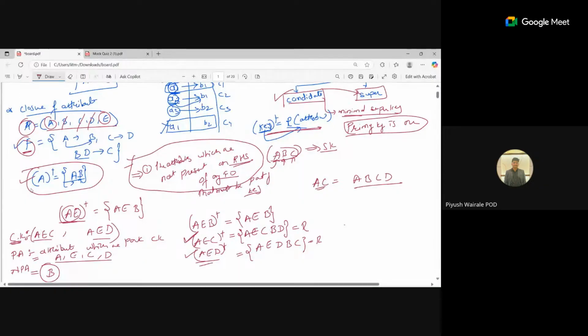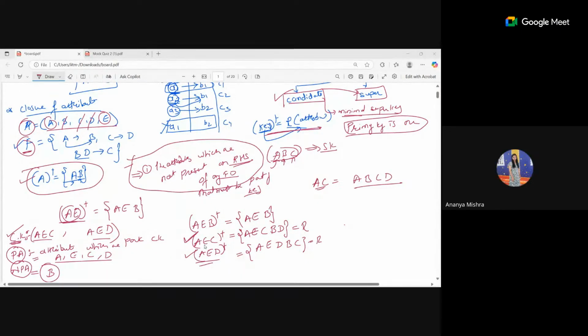So you should know how to find out the closure, how to find out the candidate key, and how to find out prime attributes and non-prime attributes. These steps are very important for week 6 content. In every question, we need to do this particular thing only. Anyone, any question here?